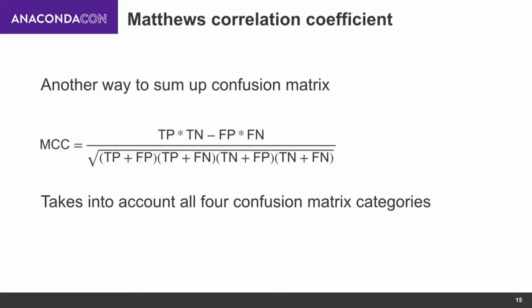Another way to summarize a confusion matrix is called Matthews correlation coefficient. What's important to notice about this formula is that it takes into account all 4 cells of the confusion matrix. And this is important because it makes it different from F1 score and gives it some nice properties. I'm going to show you with examples.